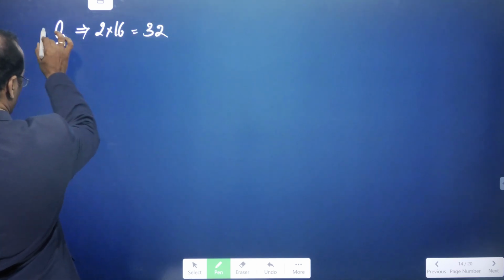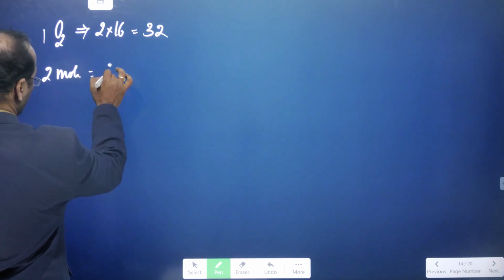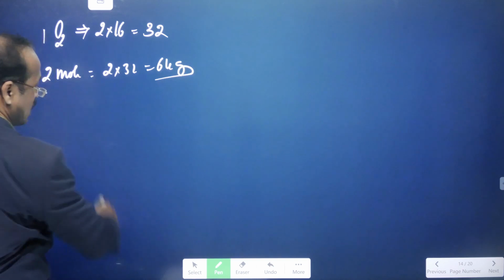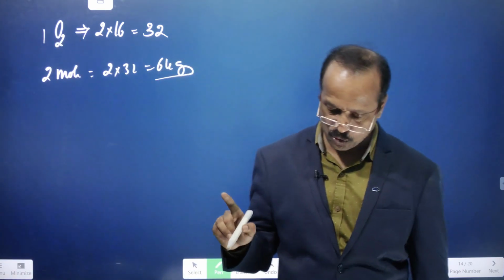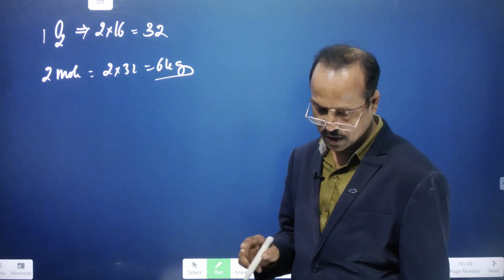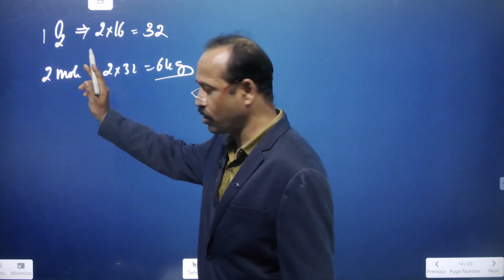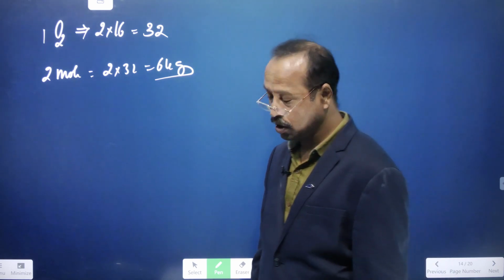So this is 1 mole. Now 2 moles is equal to how much? 2 into 32, that is equal to 64 grams, right? So they have given 64 grams. So 2 gram molecules weigh 64 grams means that is oxygen. The option is the second option.